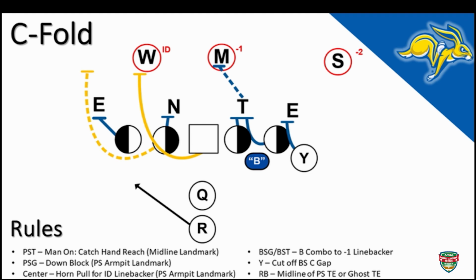All right. The play side guard, he's down blocking that 2-eye with his hat in the play side A gap. And the center is pulling, making a decision off the block of the tackle. He's still aiming for the play side armpit of that ID linebacker.